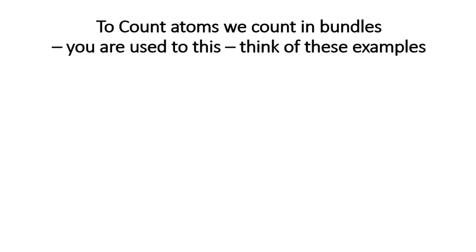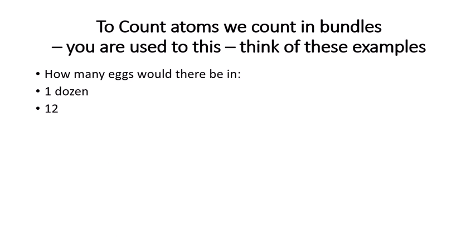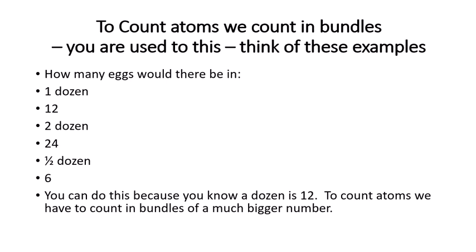Now you're familiar with this, because if I was to say to you, how many eggs would there be in 1 dozen? You've probably immediately said 12. Or if I said 2 dozen, you would immediately say 24. If I said half a dozen, you'd immediately say 6. You probably got 12, 24 and 6 without even having to think very much about it. The reason you did that was because you're used to a dozen being 12. For many years you've known a dozen's 12. So if I say 2 dozen, you automatically think of 24. In your head you multiply 12 by 2 and you think of 24.